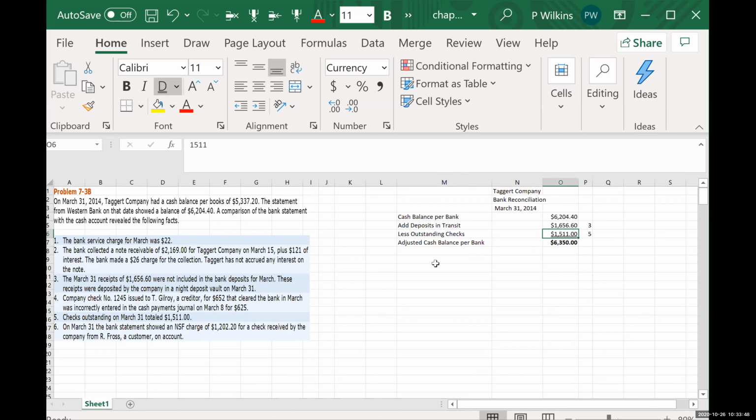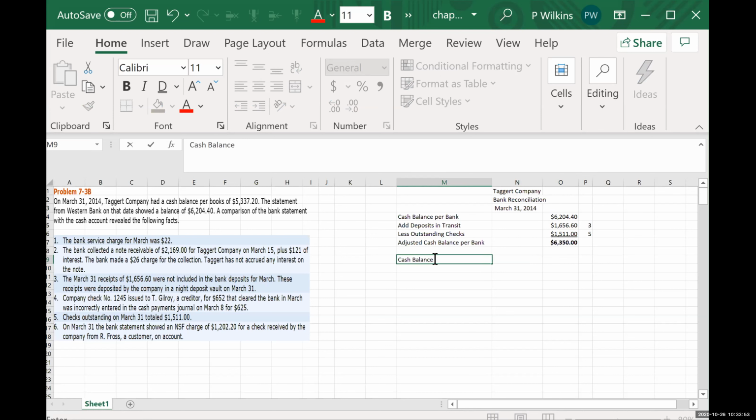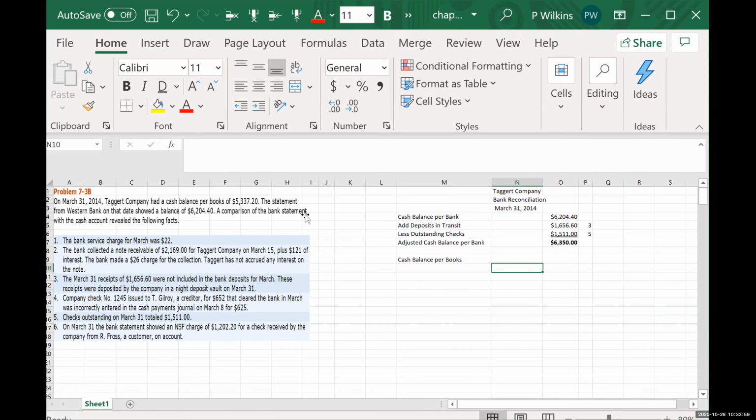Now we're going to go do the book part. Okay, so we're going to start with cash balance per books. And it tells us in the beginning of the problem that the cash balance per books is $5,337.20. And then we're going to go through the list of items to reconcile the account. So the first thing we're going to do is we're going to add for any notes that the bank has collected for us, any payments they've collected for us. And they may have collected some and they may not.